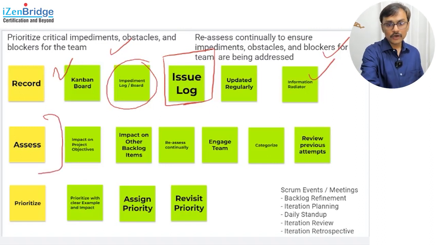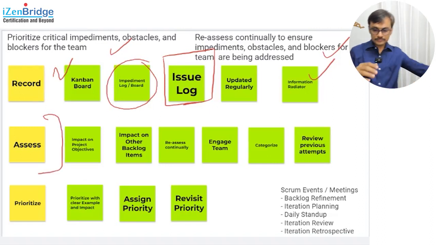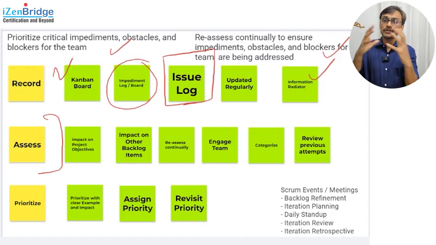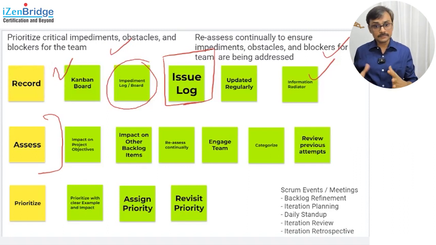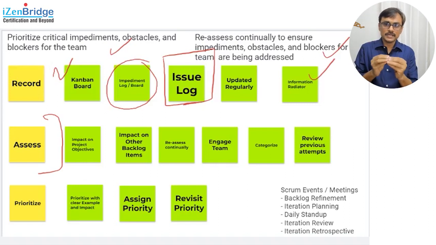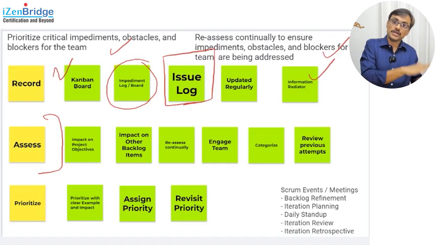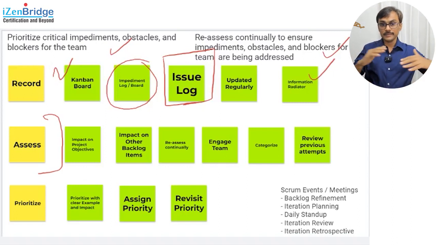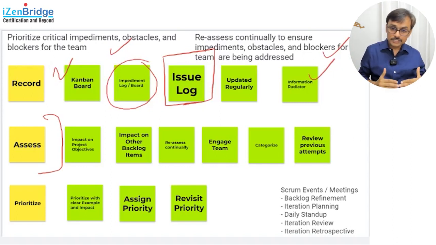Assess, yeah, overall from an exam perspective, if I have 3 impediments, how do I identify which one is more critical for me? Sometimes the question indicates, sometimes you need to make your judgment. Your first judgment is which of these impediments is impacting my project objective more. Don't get carried away: it will just delay us, it will cost us more money.